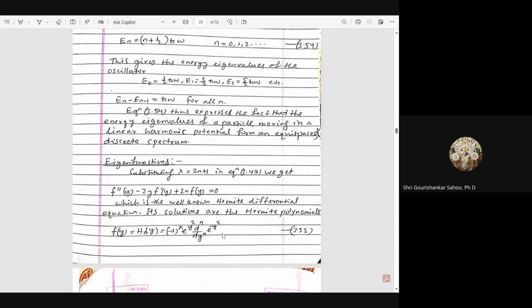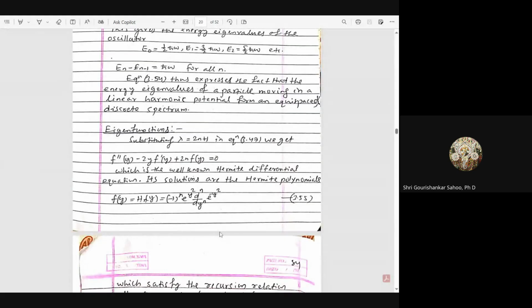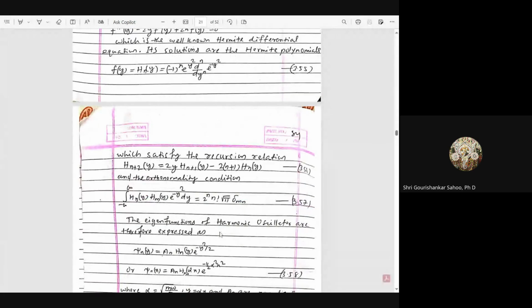And the eigenfunctions: f double dash minus 2y f dash plus 2n f is equal to 0. This is the Hermite differential equation, and its solution is the Hermite polynomial, that is Hn, which is (minus 1) to the power n e to the power y square d to the power n by dy to the power n e to the power minus y square.